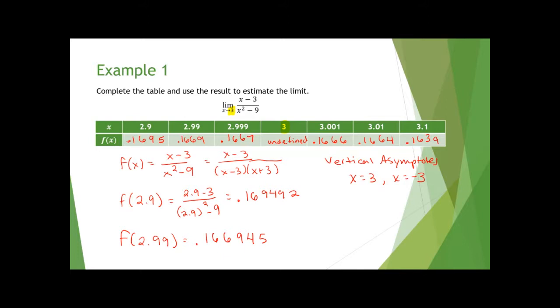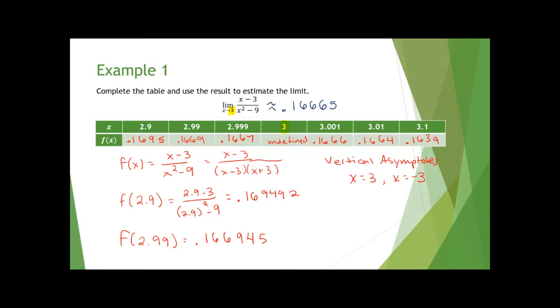So we can average those two values to figure out approximately what our limit is. I'm going to add those together and divide by 2. And so I'm going to say that my limit is about 0.16665. That's a guess based off of our table. We're estimating the limit. We don't know exactly, but if 3 was not undefined, whatever number would be there would have to be in between the values on either side. So we just take the average to guess at what that number would be.